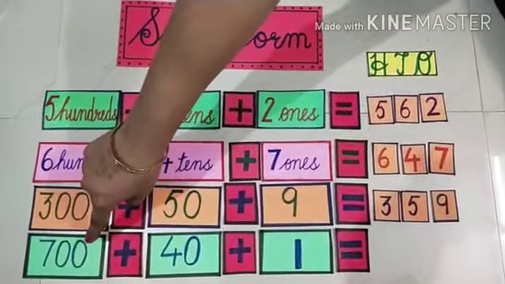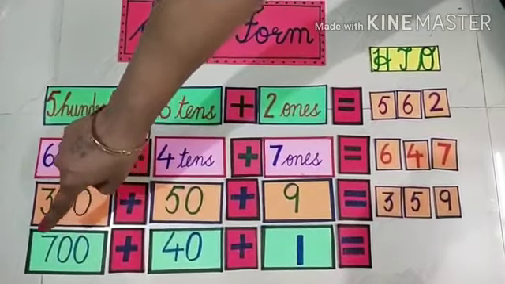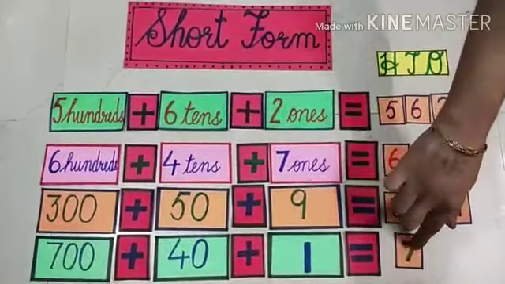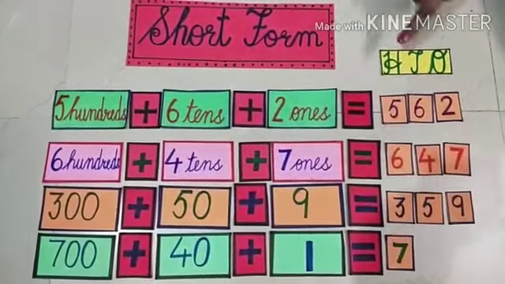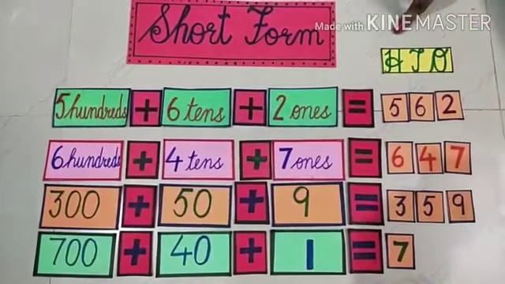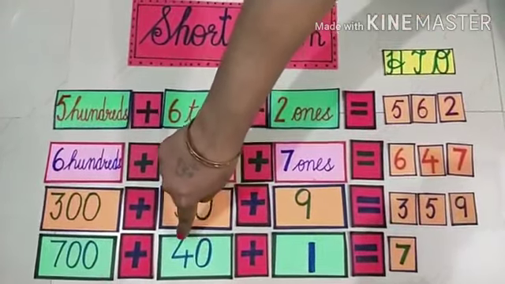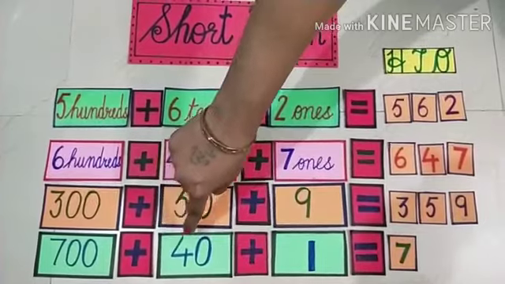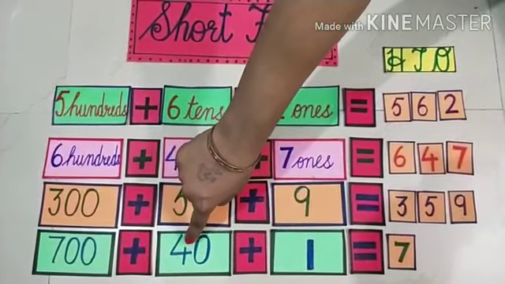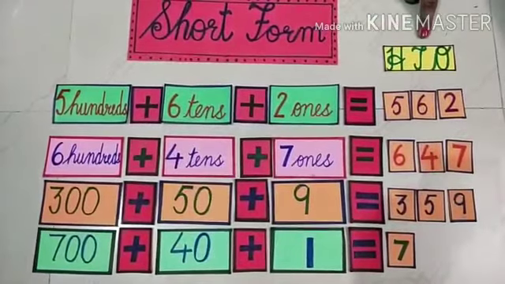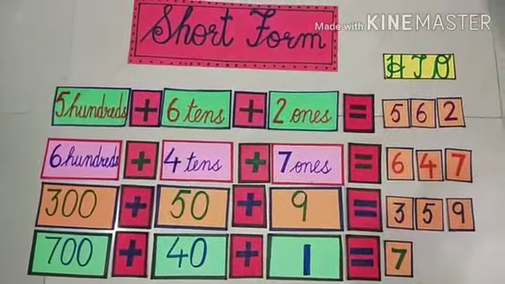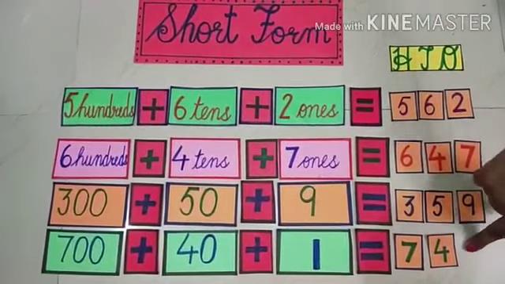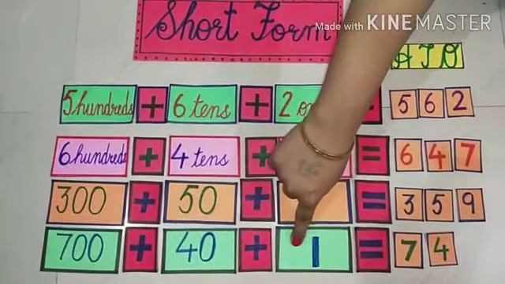700. It means hundreds is the place of 7. And H stands for hundreds. So we can write number 7 here. 7 hundreds. Now the next number, 40. It means 4 tens. We can write number 4 under the heading of T, as T stands for tens. 4 tens. Next, 1.